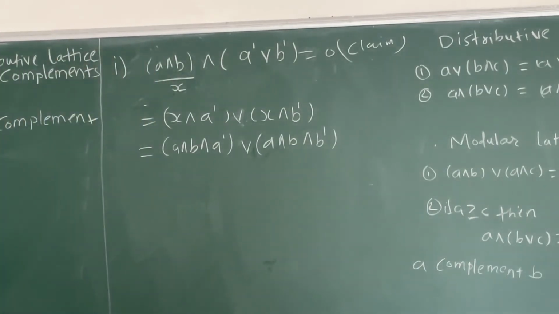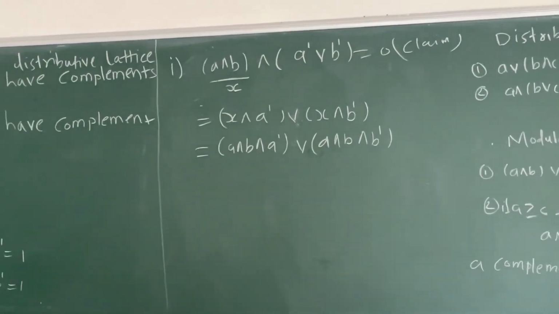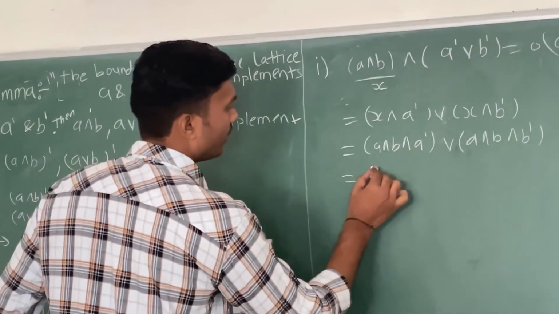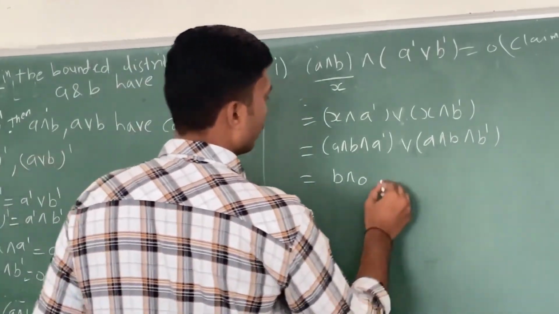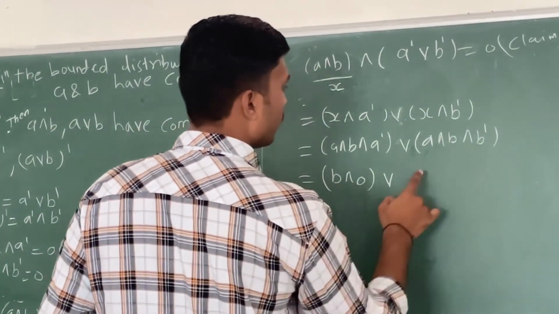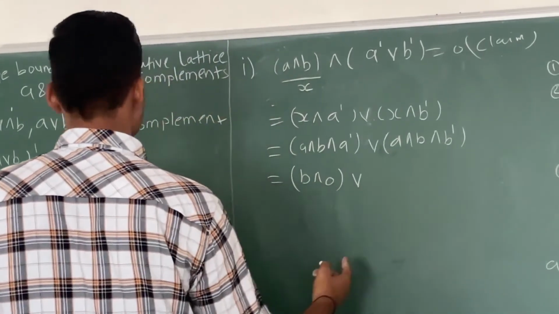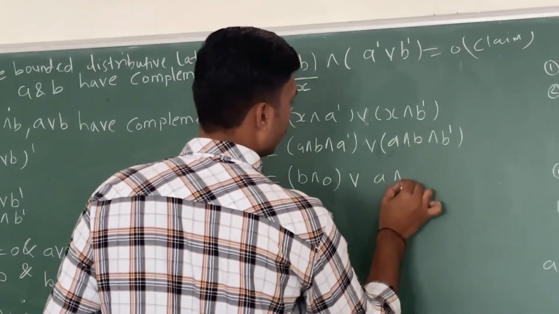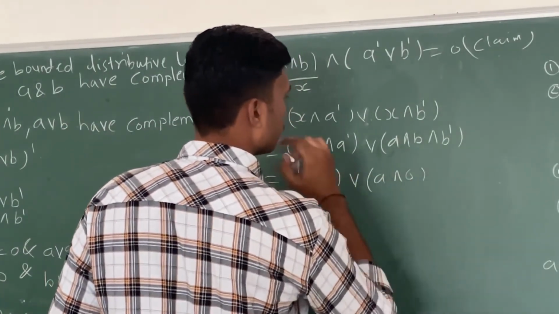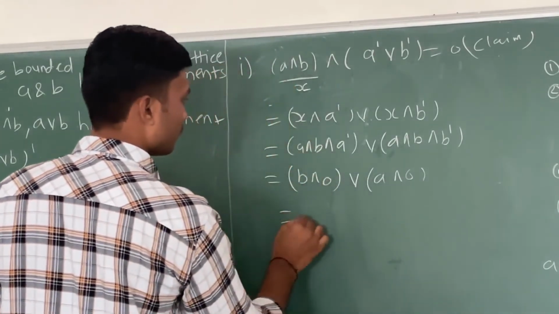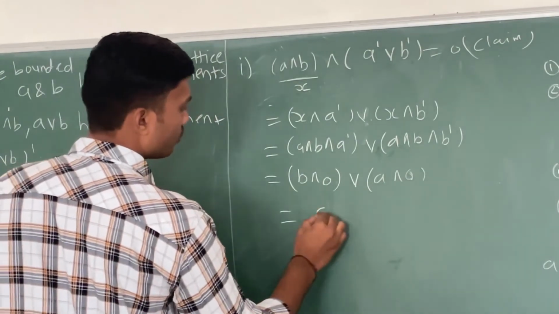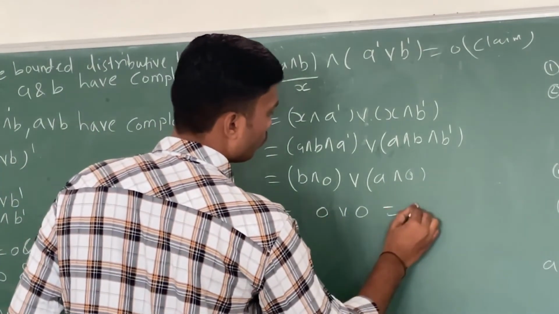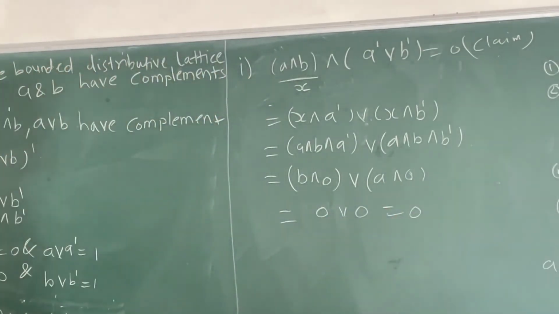What is the value of A meet A dash? A meet A dash is 0. Which we can write as B meet 0. And here, what is the value of B meet B dash? 0. Hence A meet 0. The meet of this is 0, join 0 is equal to 0. Hence we prove the first property.